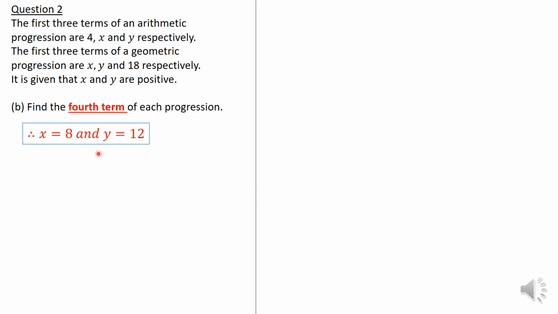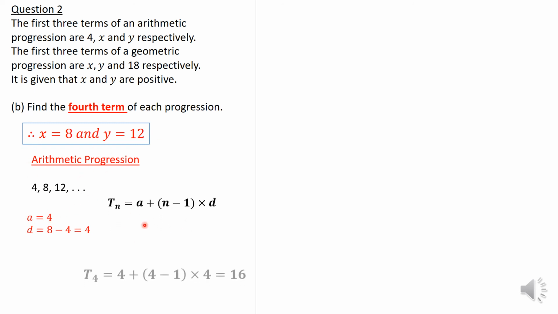We are now supposed to find the fourth term. We know what x and y are equal to. When it's an AP, it's going to be 4, x, and y, which would now be replaced by 4, 8, 12, and so on. You should realize that the first term is a, which is 4, and the common difference is 4. In order to find the fourth term, we substitute in our T sub n formula, and we get a value of 16.